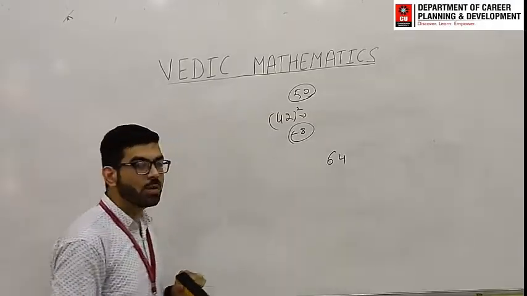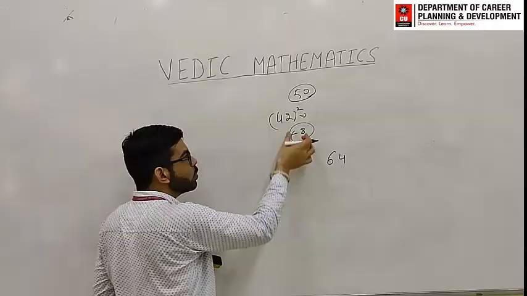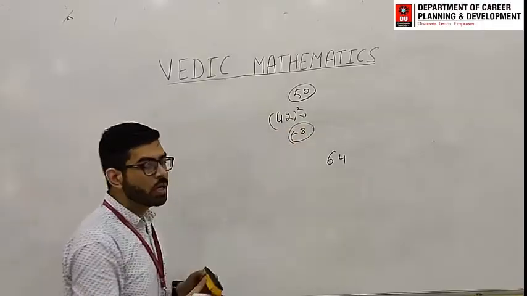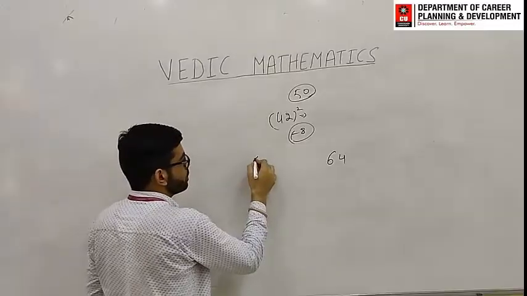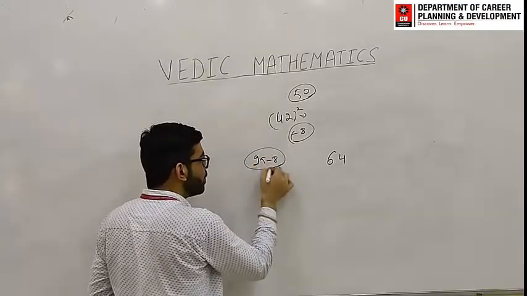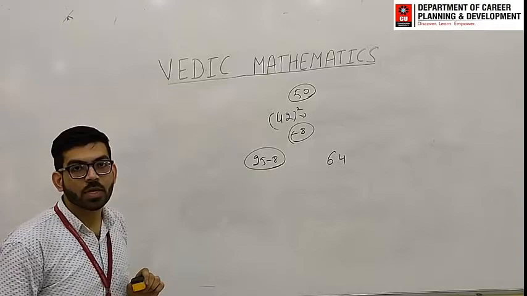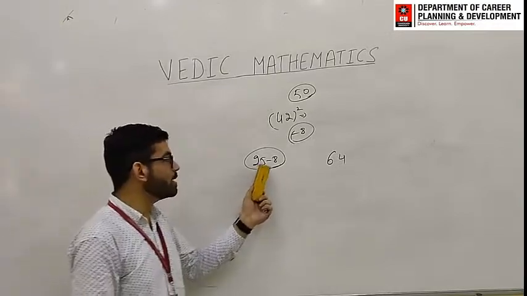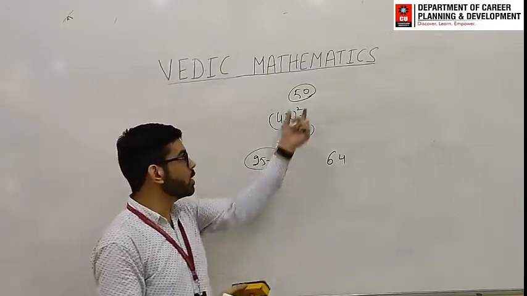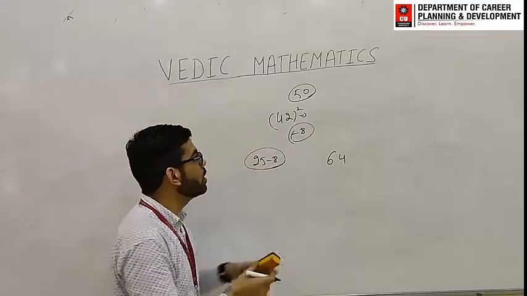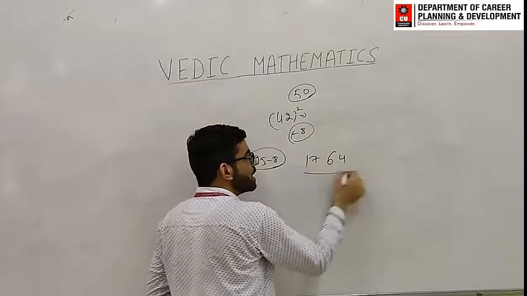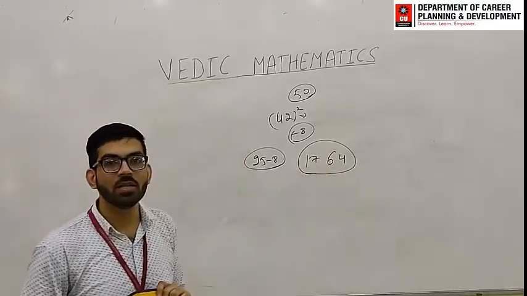Next part is very important. For the first numbers, you have to see the difference, but you do not do 42 minus 8. You have to do 25 minus 8. Whenever you see the squares near 50, you have to take the difference from 25 instead of 50. So the number comes out to be 17. So the answer will be 1764.